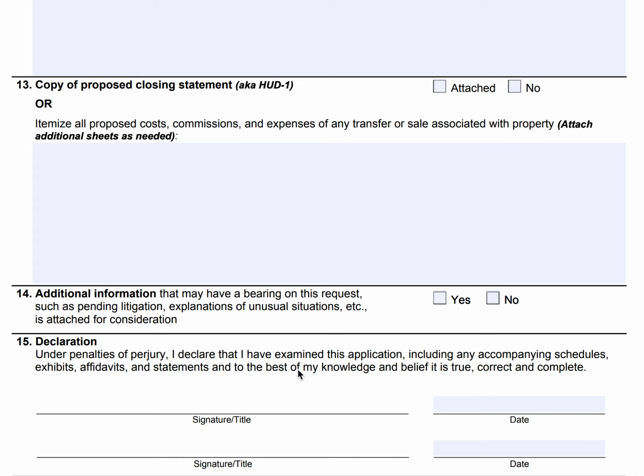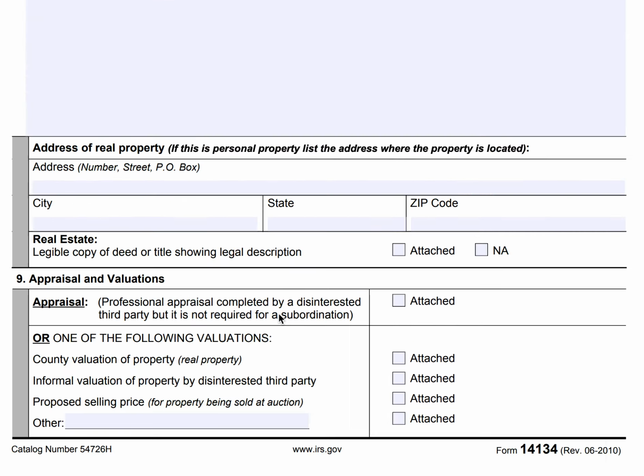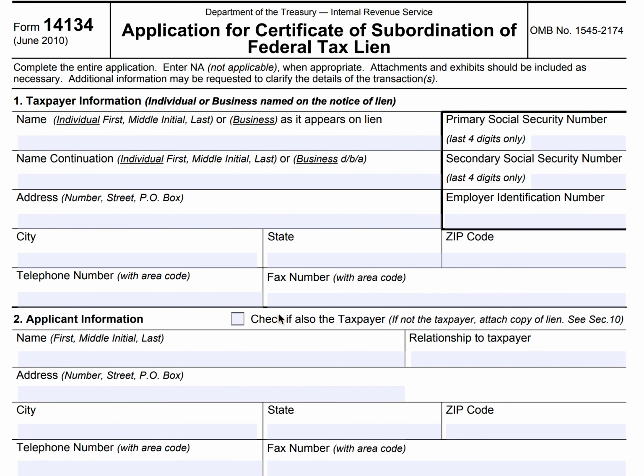And then finally, line 15 is the declaration. So, you're signing this under penalty of perjury that you truly believe subordinating this loan is going to be in the best interest of the federal government, as well as your ability to pay off your tax lien. That's all we have for this walkthrough of IRS Form 14134. I should mention one last thing.